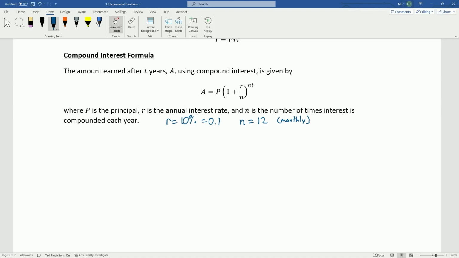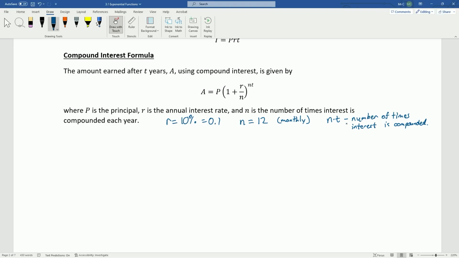Okay, so one of the things we should understand is that N times t is the number of times interest is compounded, right? If you're doing 12 times per year and you do 2 years, that's 24 times that you are compounding the interest.